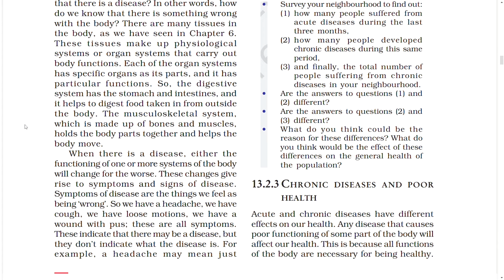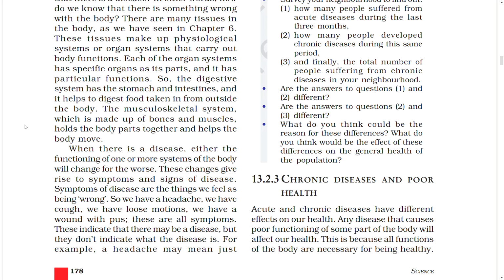When there is a disease, the functioning of one or more systems of the body will change for the worse. These changes give rise to symptoms and signs of disease. Symptoms of disease are the things we feel as being wrong. So, we have a headache, we have cough, we have loose motions, we have a wound with pus. These are all symptoms. This indicates that there may be a disease, but they don't indicate what the disease is.